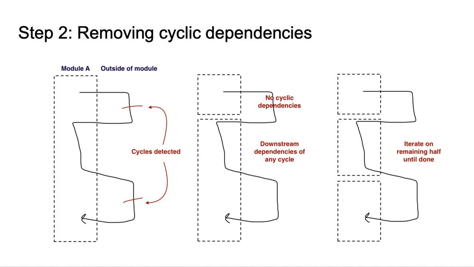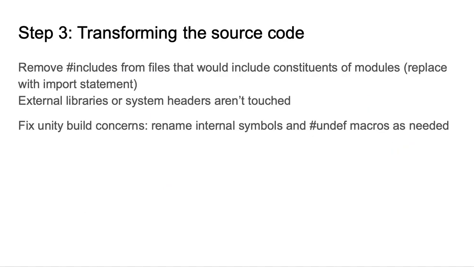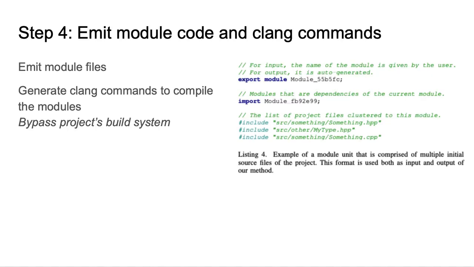So at the splitting step, we keep breaking a module into smaller modules. Then at the merging step, let's say the third depends on the second, for example, then these 2 will be merged together along with whatever's here, but this one will be left alone. Here we remove the includes and replace them with module imports. We also fix the Unity build problems. And then we produce the module files and clang commands to compile them.